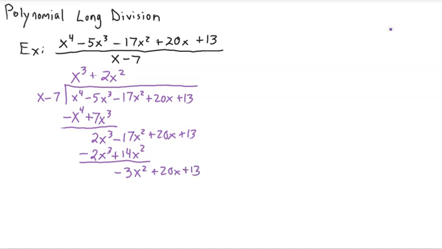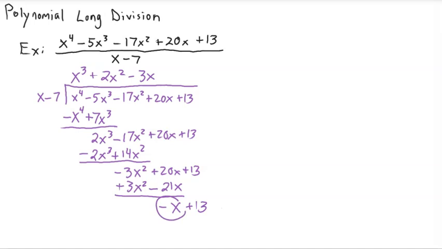Now we're going to divide negative 3x squared by x, and that's going to be negative 3x. Now we're going to multiply the negative 3x times the x, and that's going to give us negative 3x squared, but we're going to change it to plus 3x squared. Then we're going to multiply the negative 3x times the negative 7, which is positive 21x, but we're going to change the sign to negative 21x, and then we're going to add. These two are going to cancel each other out. And then 20x minus 21x is negative 1x, or just negative x. And then we're going to bring down the plus 13.